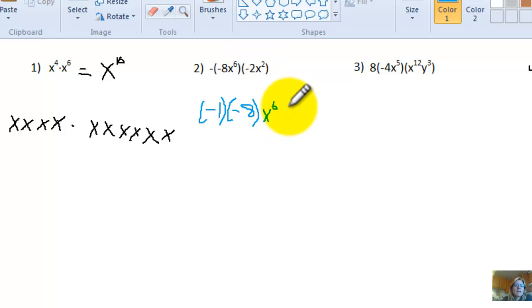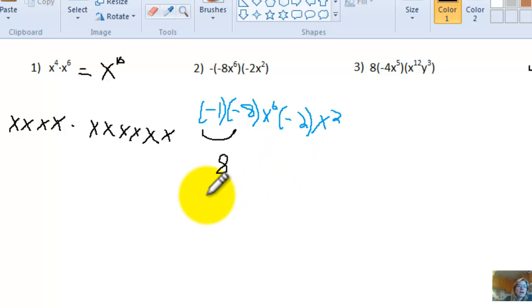And then -2. I like to keep negative integers in parentheses so it keeps it clear. And then you have x squared. So in this situation, you're going to combine like terms, which means you can multiply the numbers and you can multiply the exponents with the same base. So we're going to multiply the -1 times the -8, which gives us a +8. And then we can multiply that +8 times the -2, which gives us a -16.